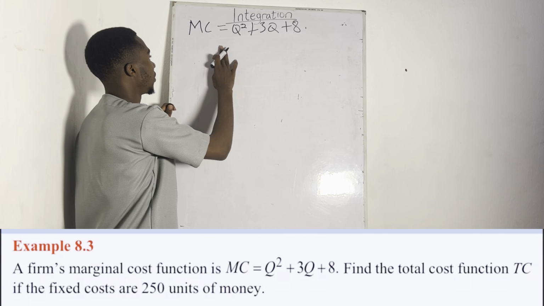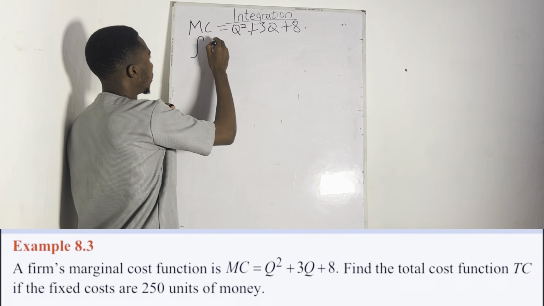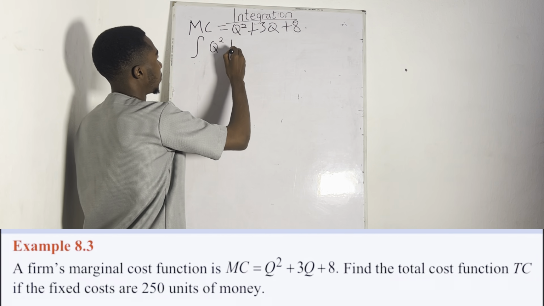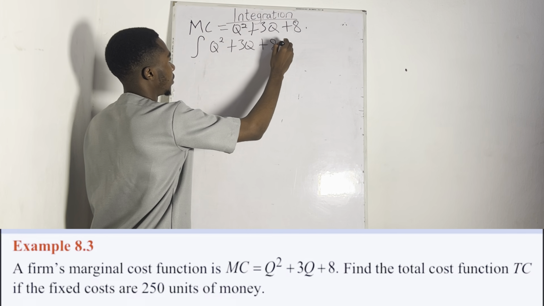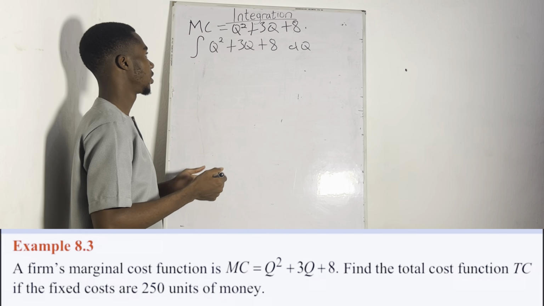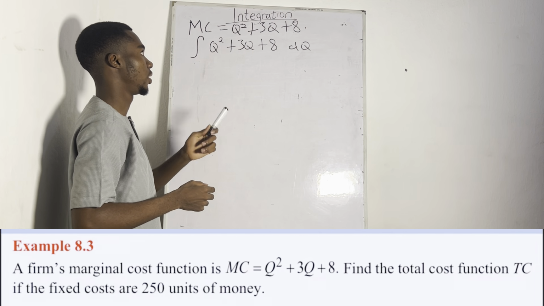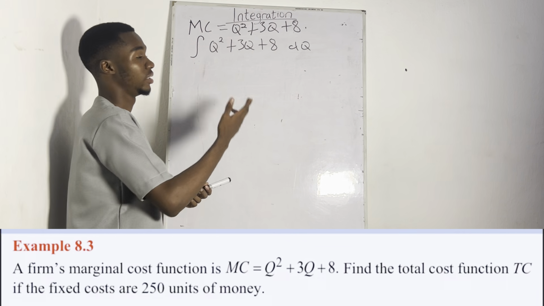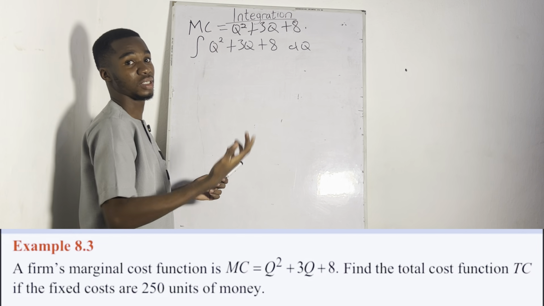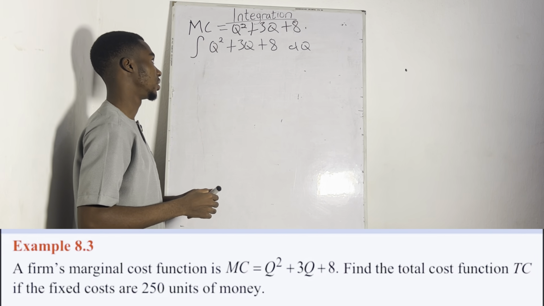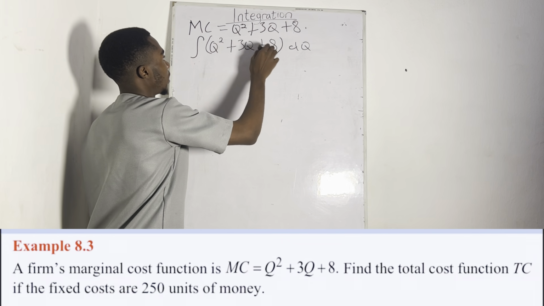So in integrating this, you are going to get the integral of Q squared plus 3Q plus 8 dq. So this is what you are getting. You just bring the q to show that the variable involved is q. If it was x or something, it would have been dx. You get it? So every time you're integrating, at the end you're going to see the q, dx or something. It's just showing you the variable that is in it. All right, so now this is what you've been given. Let me put it in brackets. So you are just about to integrate this.